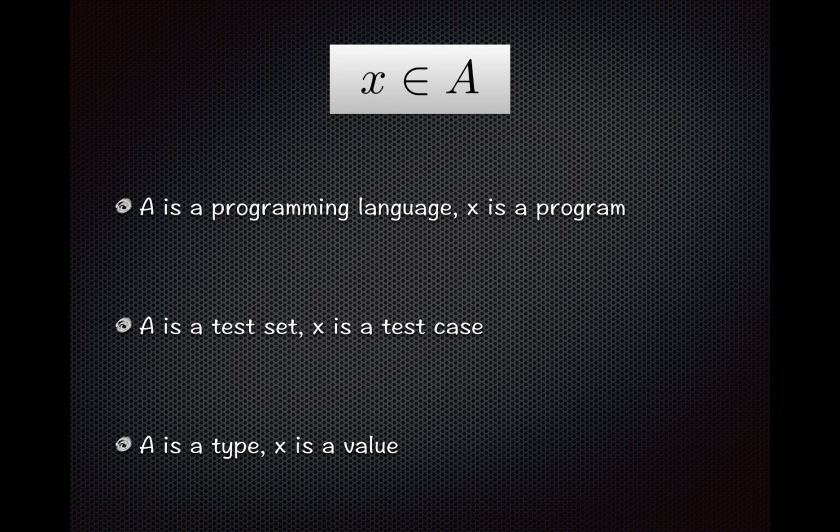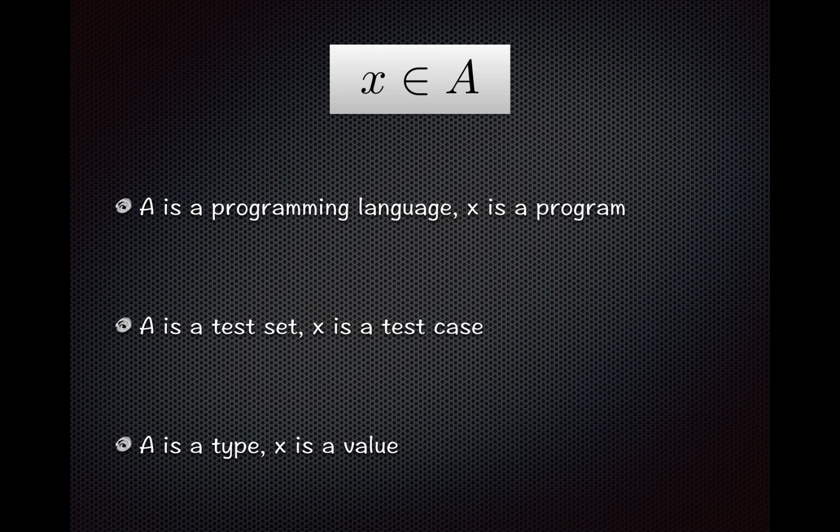Some examples: we can see a programming language as a set. In that case, it is a set of all valid programs, of all texts of programs that you are allowed to write and allowed to execute. We can take some program and say this is an element of a set which is a language. So this is a program in that language. It could also be a test set, and then a particular test case is a part of it. And A can also be a type.